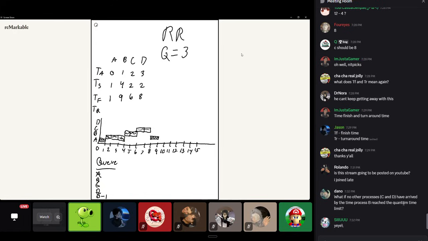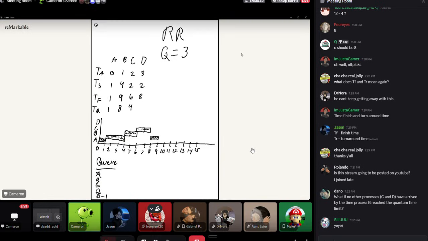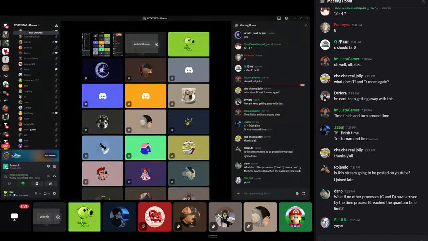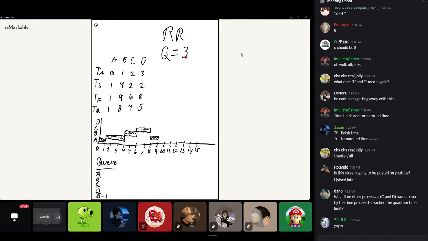Of course, what is our turnaround time? Our turnaround time is our finish minus our arrival. So our turnaround is going to be 1, then 8, then 4, and then 5. Okay. So that is how you solve round robin. Any questions? Any questions about the quantum time and our queue and the little remainder thing?